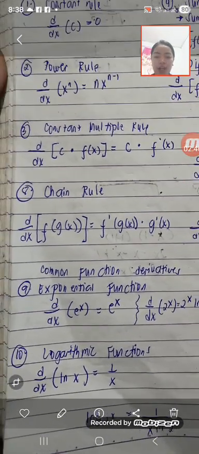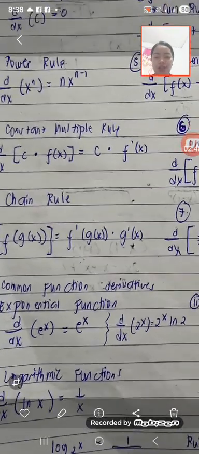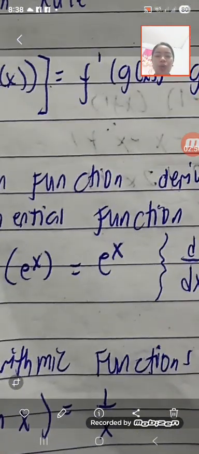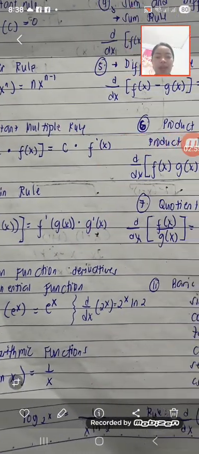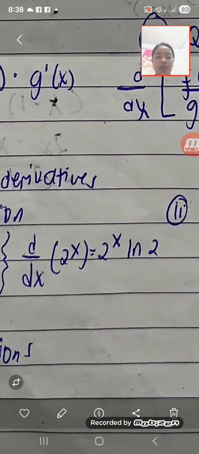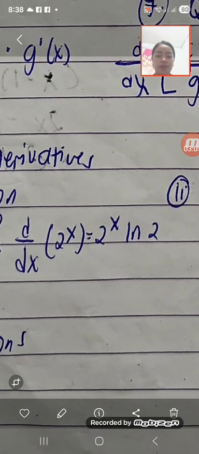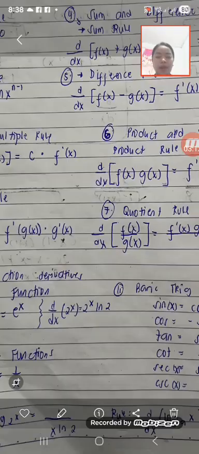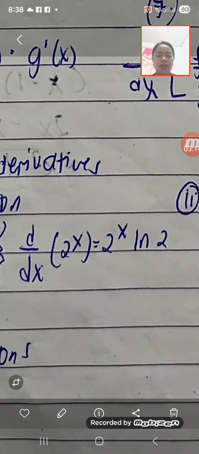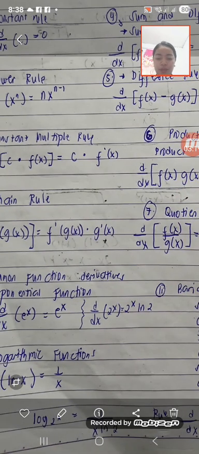Next one is we have here common function derivatives. Exponential function. When we have here e^x, the derivative of that is itself. Okay? And if we have here 2^x, you just need to have 2 raised to the power of x ln 2. Alright, this is applicable to all. When you have 3^x, then the derivative of that one is 3^x ln 3.